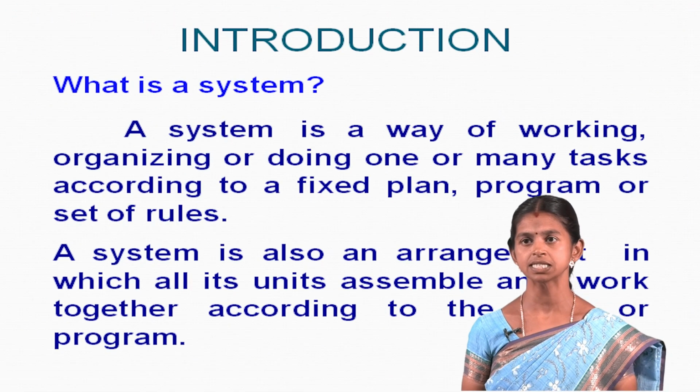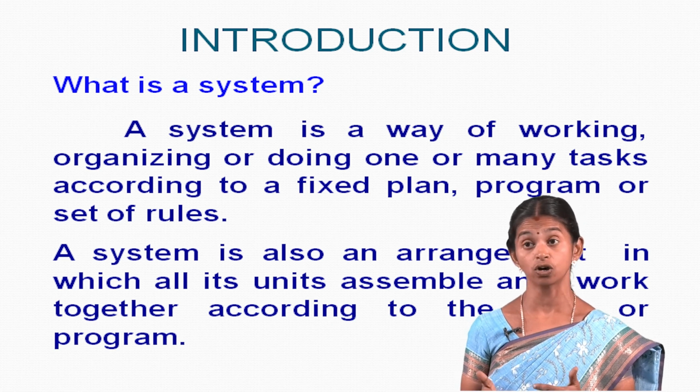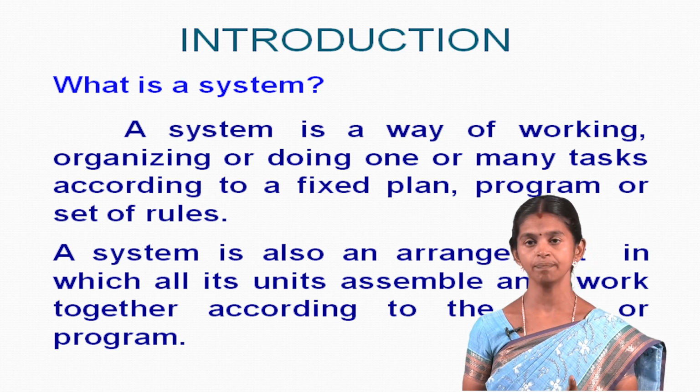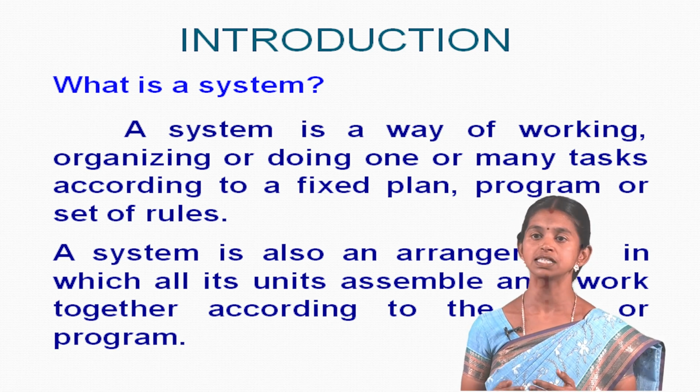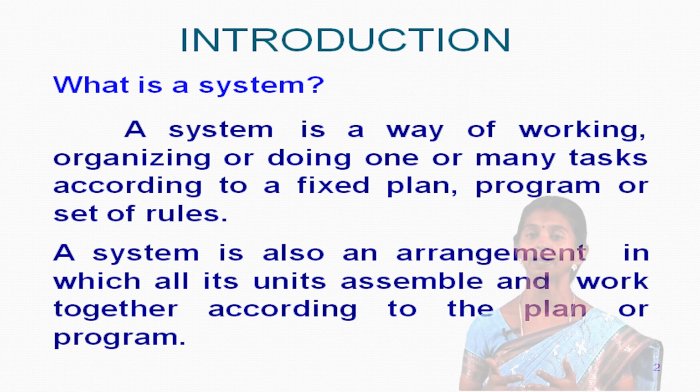Introduction. What is meant by system? A system is a way of working, organizing or doing one or more tasks according to a fixed plan, program or set of rules. A system is also an arrangement in which all its units assemble and work together according to the plan or program.